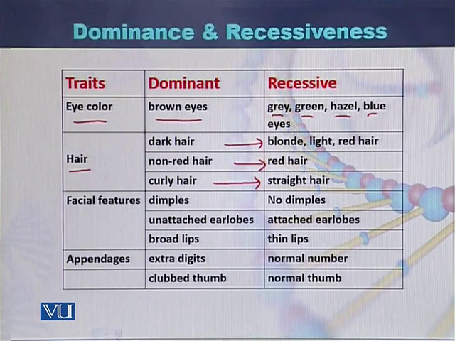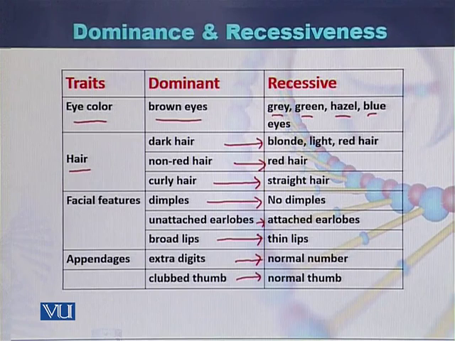In case of facial features, dimples are dominant over no dimples. Unattached earlobe is dominant over attached earlobe. Broad lips are dominant over thin lips. In case of appendages, extra digits, which is usually called polydactyly, in those individuals we see six fingers in the hands and in the foot. So the extra digit trait is dominant over the normal number, while clubbed thumbs are dominant over normal thumbs. So this is the difference between the dominant traits and recessive traits.